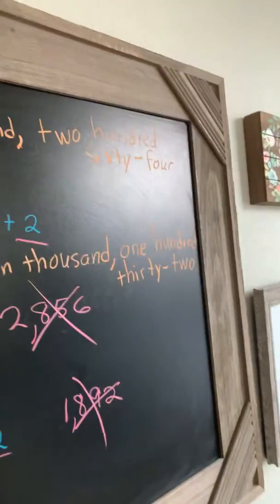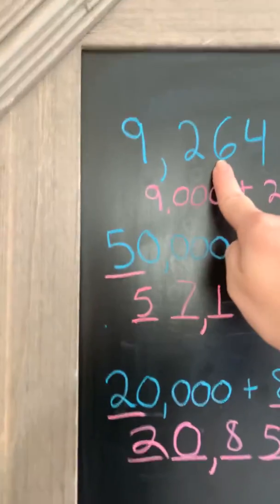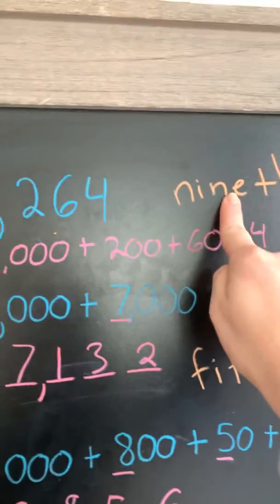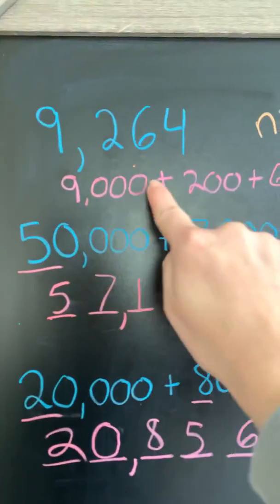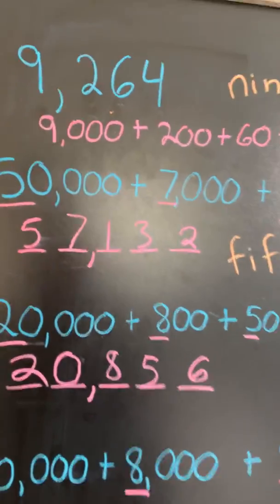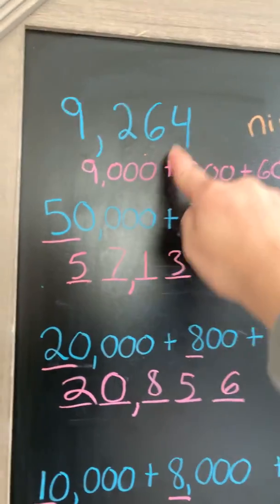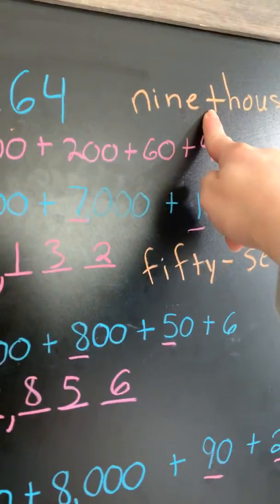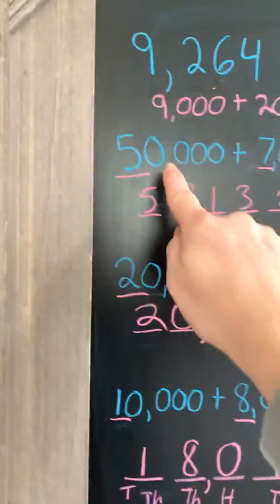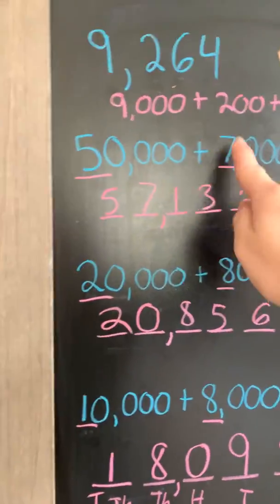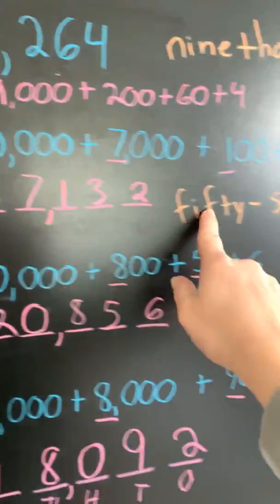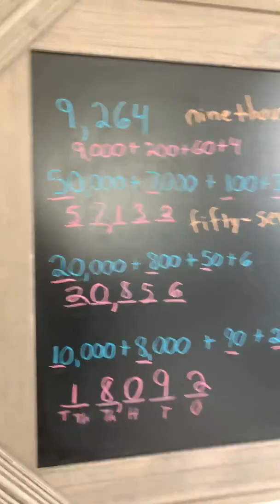Okay, so that's a little review on our standard form, word form, expanded form. And so I have shown you today how to go from standard to expanded and from standard to word. And then I've also shown you how to go from expanded down to standard into word. Okay? All right, keep up the good work, guys.